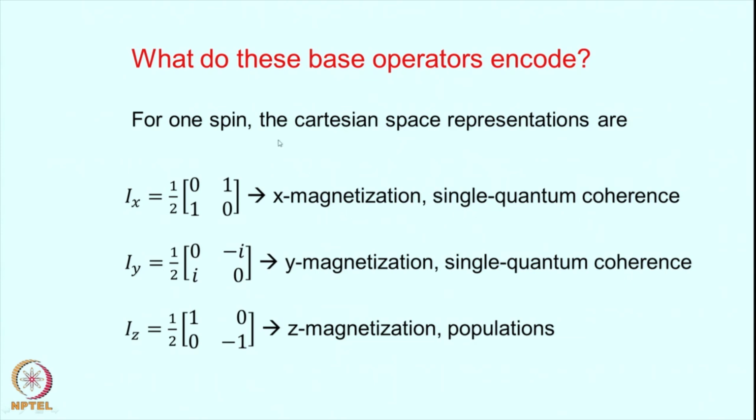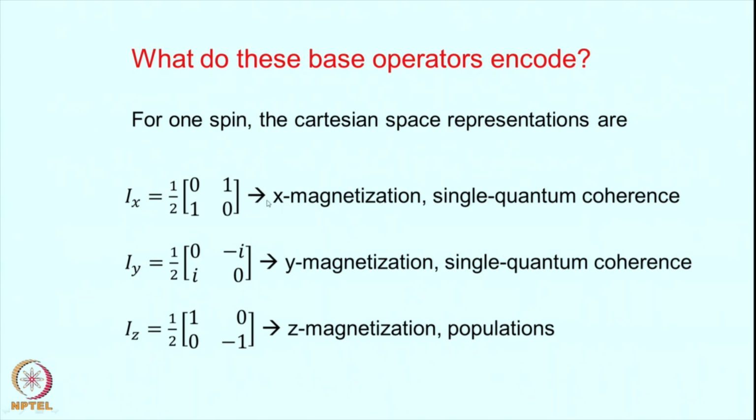Now for one spin, the Cartesian representations in terms of matrices are as you have seen here. Ix, which we have already calculated previously, is half 0 1 1 0. There are 2 states alpha and beta, and therefore this is an off diagonal element in the matrix, and if you put this in the density operator, this off diagonal element will imply a single quantum coherence, and that means it is X magnetization of a particular spin.